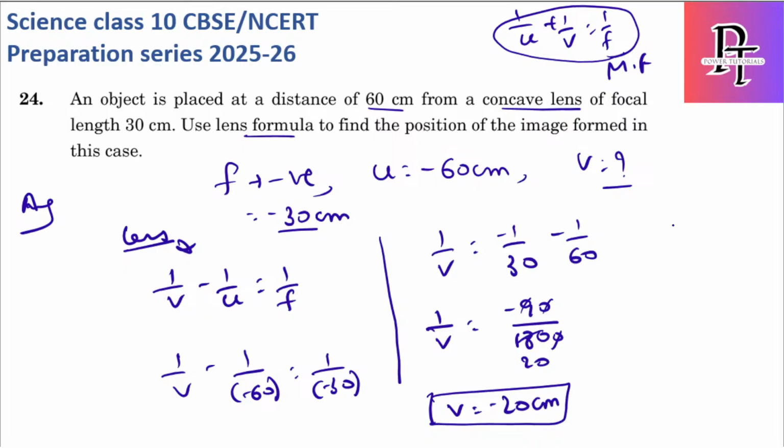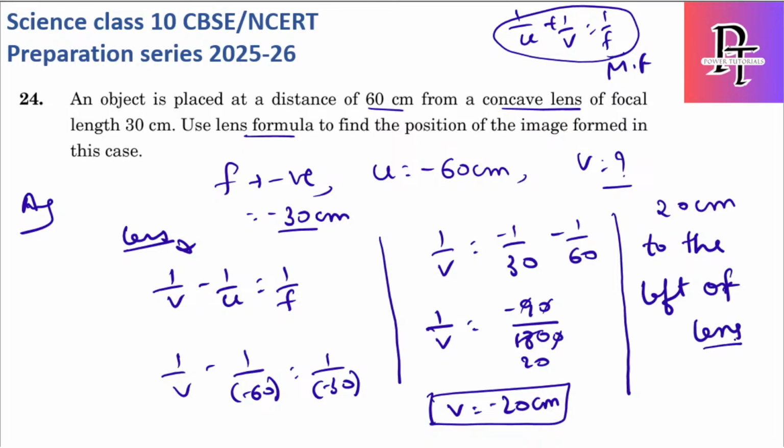What is the position of the image formed? The position of the image is 20 centimeters to the left of the lens. Why to the left of the lens? Because we got the value as negative, and negative is always to the left side of the lens. If you draw a diagram, it will be somewhat like this. We have the object here, and at this point the image will be created.